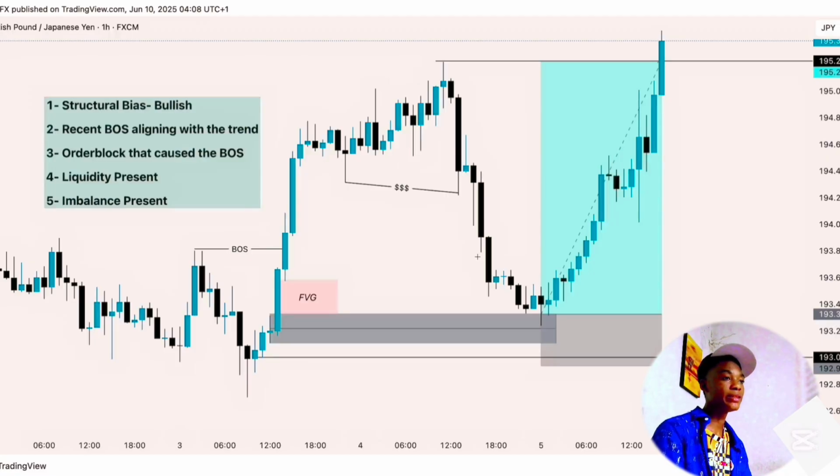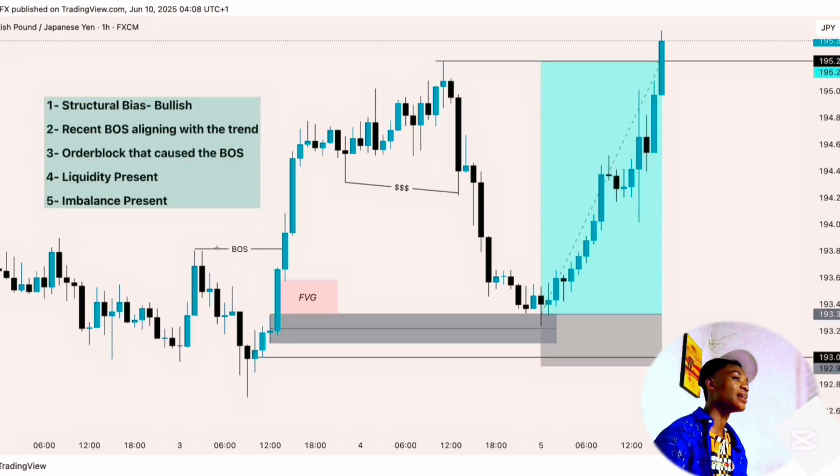Nothing is certain when trading, and trading generally is not easy. So you need to organize yourself as a trader. Have specific technical factors you need to see before you take your trades. For me, you can see what I have here. A structural bias. This is a trade I took on JPY. Structural bias, then a recent break of structure.